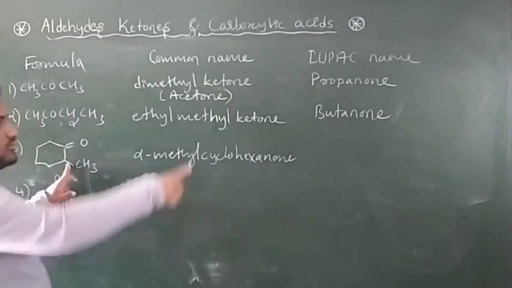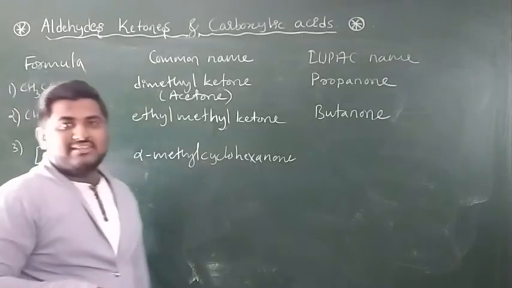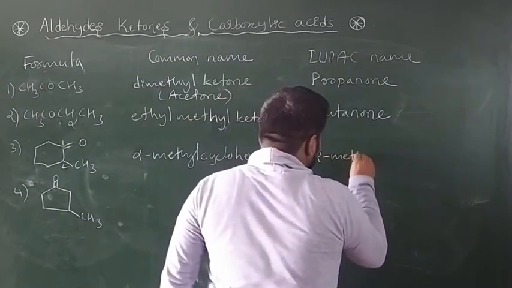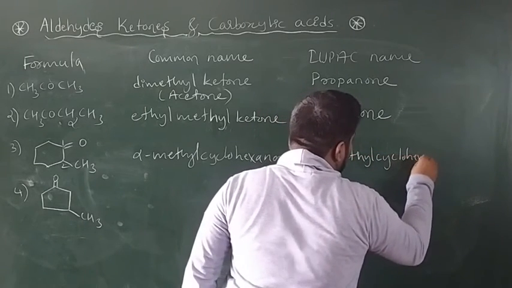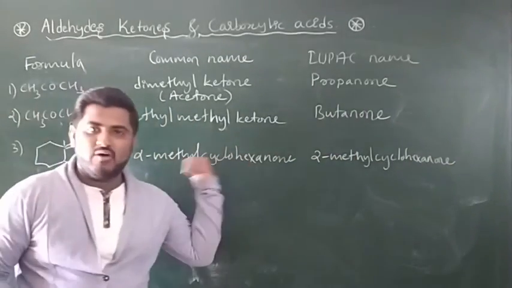Here, numbering we should write in case of IUPAC. 1, 2. So at the second position a methyl group is there. So what is the name? 2-methyl cyclohexanone. 2-methyl cyclohexanone is the name of this one.